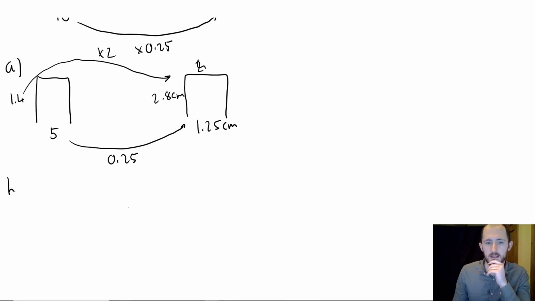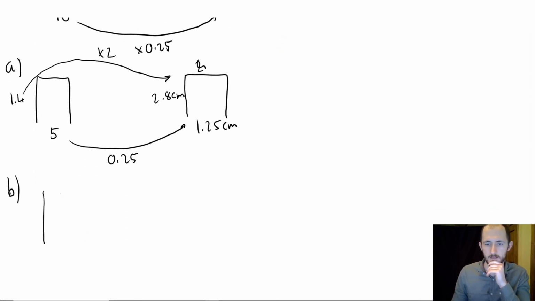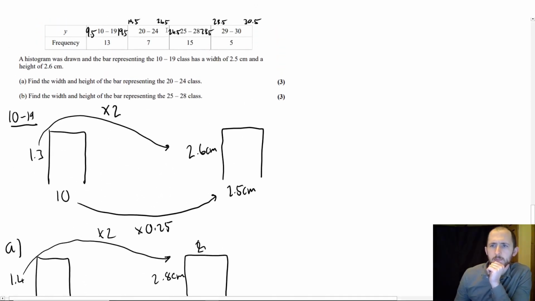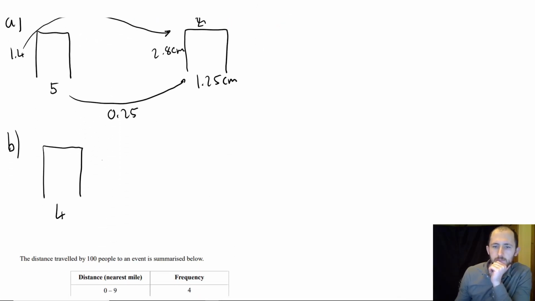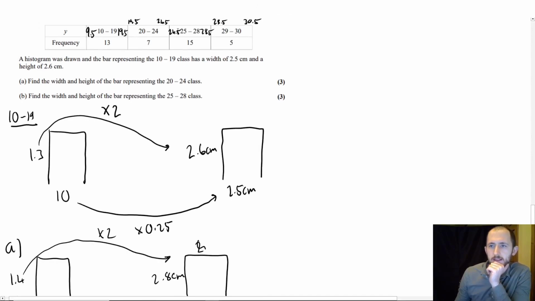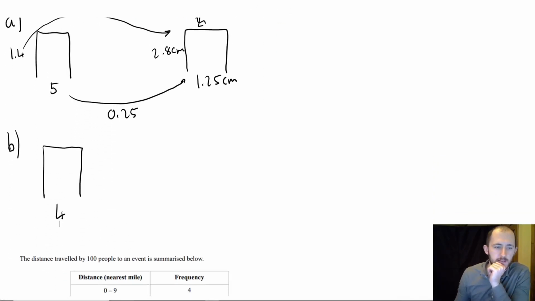And then for part B, you're doing exactly the same, but for the 25 to 28 class. So again, class width is 28.5 minus 24.5, which is 4. And the height is going to be 5/4. No, sorry, 15/4, which would be half it, 3.5. Okay, and then once again, do the exact same thing to work it out.